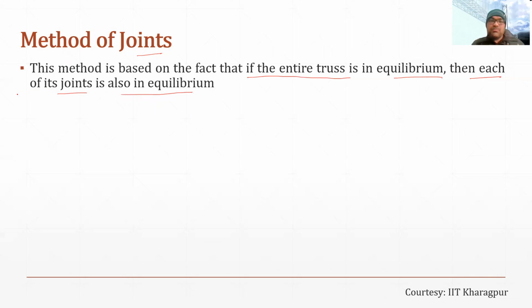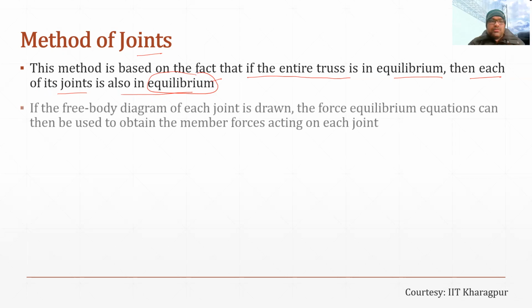Now, what is the meaning of this statement? Well, if all the joints are in equilibrium, then we can apply the equations of equilibrium there to analyze it. So that is the answer to this statement: we can apply the equations of equilibrium. Now, if the free body diagram of each joint is drawn, the force equilibrium equations can then be used to obtain the member force acting on each joint, which is what I just said.